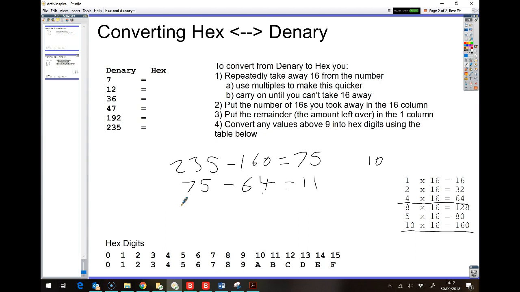Now 64 is 4 times 16, so that's 4. So what I want in my left hand column, in the 16 column, is 14. 14 is E. And then what I've got left over is 11, which is B. And that's it. 235 is EB.